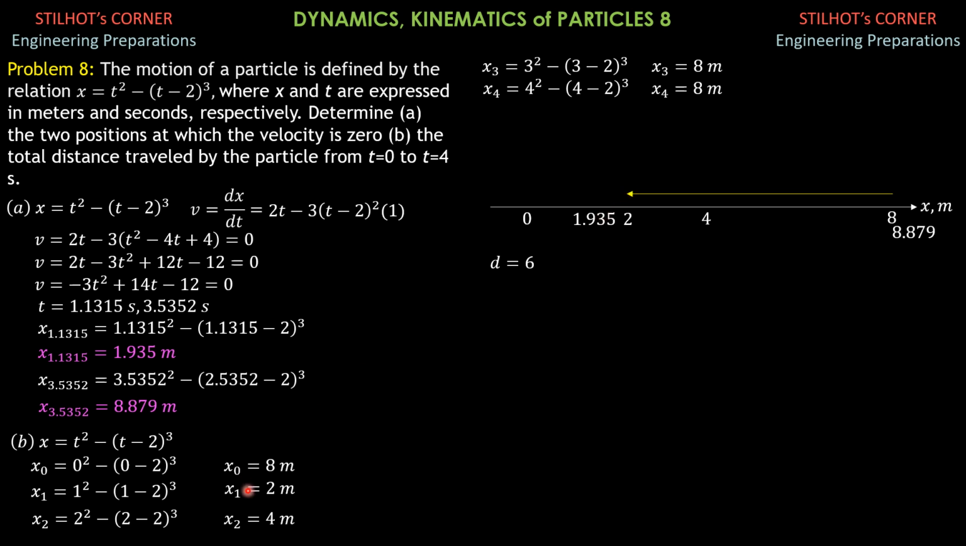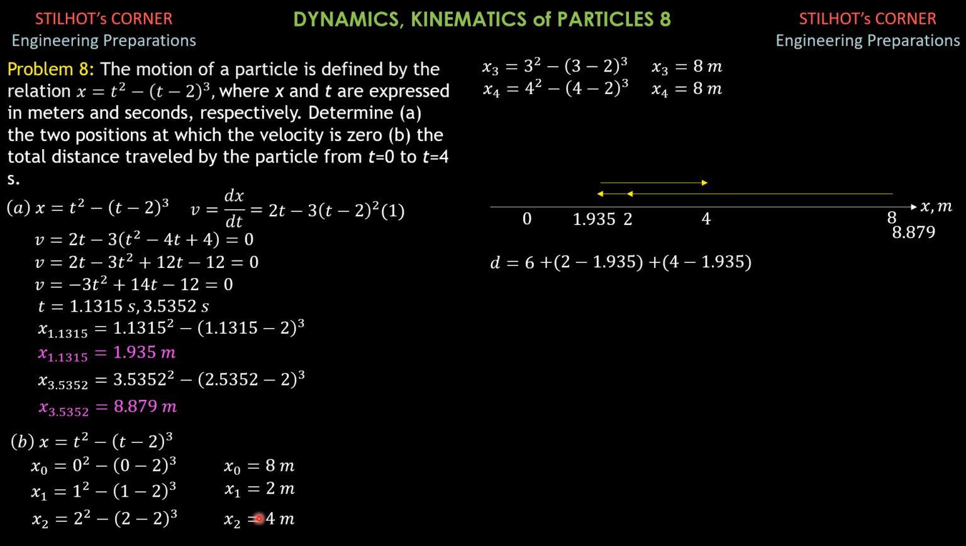Then from 1 second to 1.1315, the particle is here, so the particle proceeded to move to the left, from 2 to 1.935. So that distance is 2 minus 1.935 meter. Then from 1.935 meter, remember the particle is at rest here, so it changes direction. From 1.1315 seconds to 2 seconds, it proceeded to 4, so it goes back to the right to 4, and that distance is quantity 4 minus 1.935 meters.